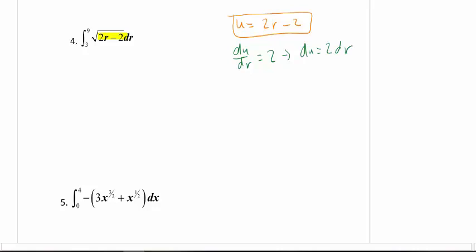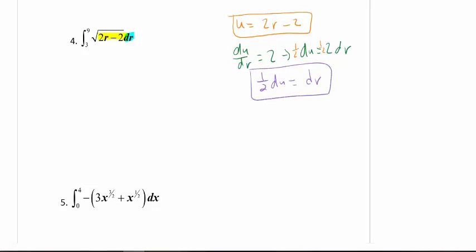Multiply by the dr, and now we're going to look at what we have in the problem. All I have is a dr, so I need to multiply both sides of this by a half to get it in the correct form. So I get a half du equals dr. Now I can substitute this for the dr and this for what's underneath the radical.